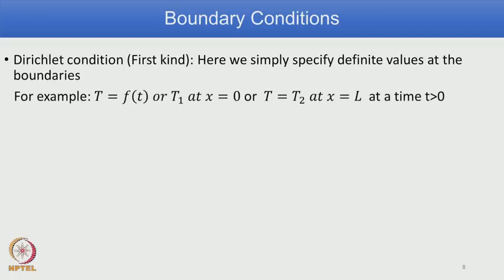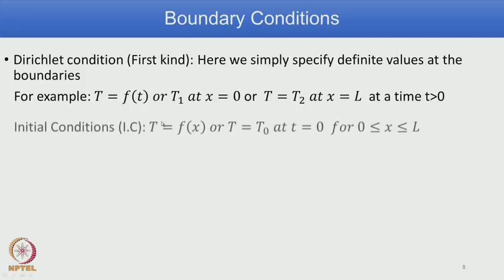So, for example, if you are solving the temperature equation, T is a variable. You can specify T as a function of time, or specifically a value T1 at x equal to 0 on one side of the boundary, and T equal to T2 at another boundary at x equal to L for all time greater than 0. So, specifying a particular value or a function, then it is called the Dirichlet boundary condition.